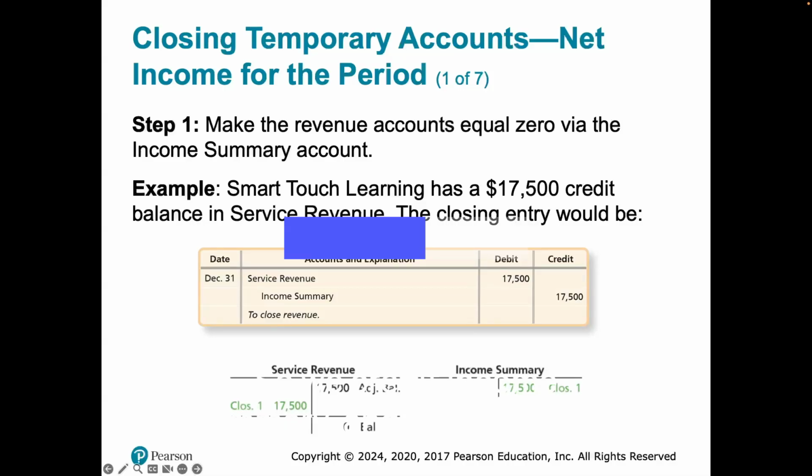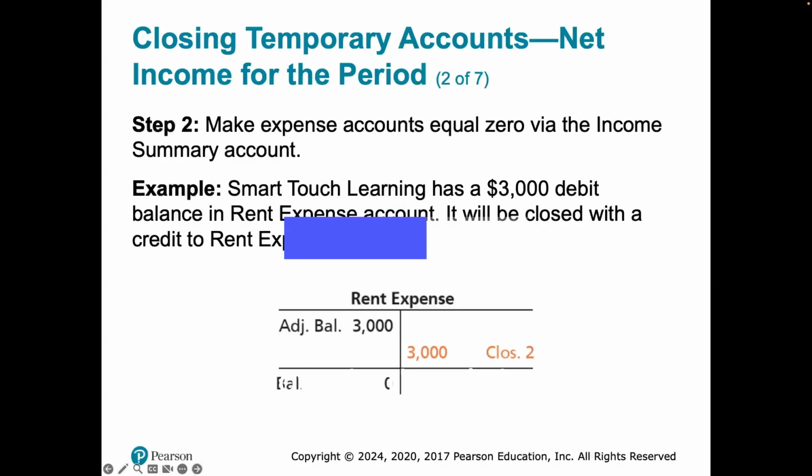So we credit income summary, and this is to close out the revenue account. As you can see, as we do this, we zero out the service revenue and we transfer that $17,500 into our income summary. Now, that's only half of the equation. Now we need to do our expenses.